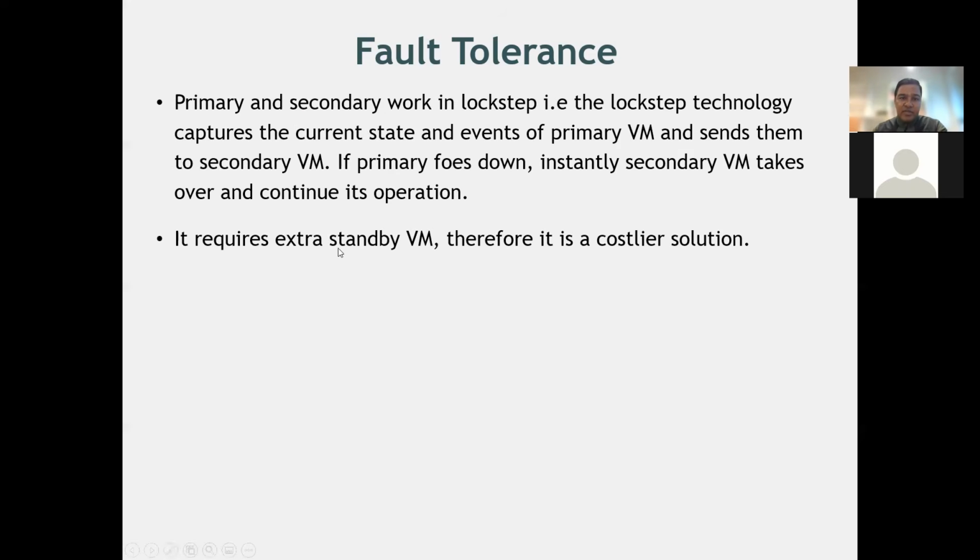Now, as I said, the primary and secondary work in the Lockstep technology, and Lockstep captures the current state and events of the primary VM and then sends them to the secondary VM. So if the primary goes down, then instantly the secondary VM will take over and continue its operation. That means to have fault tolerance, we need an extra standby virtual machine, and because of it, it is a costlier solution.